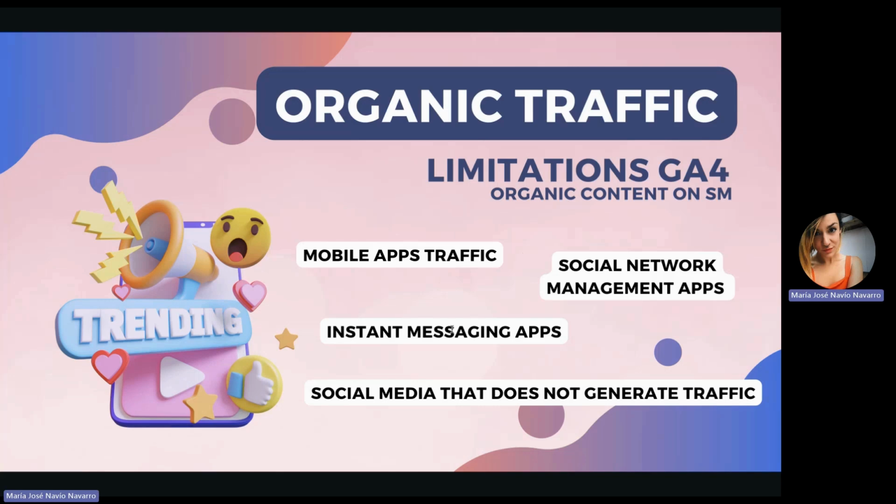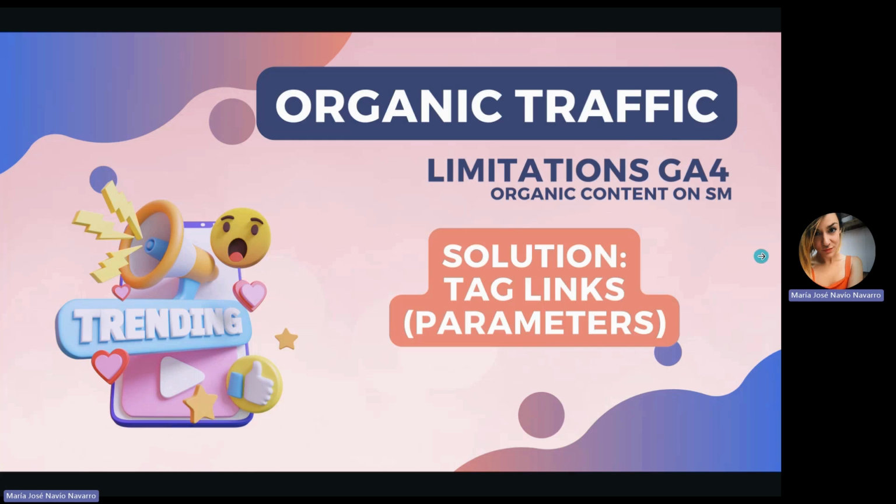Okay, the same with instant messaging apps. And one specific thing related to organic content on social media that we need to take into account is a problem related to those social media apps that do not generate traffic. I mean, Instagram or sometimes TikTok. Okay, in this regard, we need to have a solution for this. The main solution that we can have is tagging links through UTM parameters or other kinds of parameters.